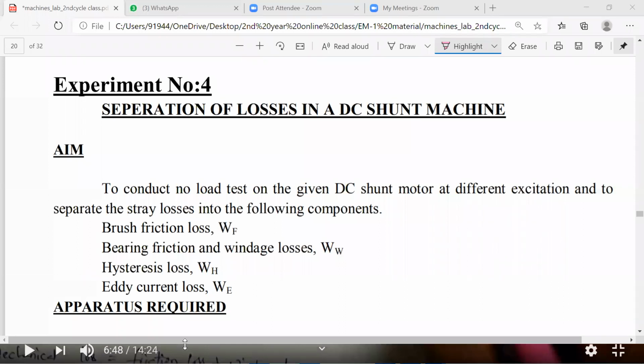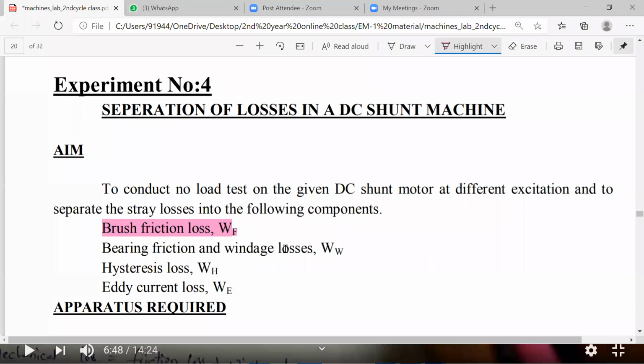This is the fourth experiment, the fourth test on DC shunt machines. In this test, we separate the constant losses. Constant losses means stray losses. The first is brush friction loss. These losses occur at the brushes. We generally have two brushes, and at those brushes we obtain the brush loss, represented by WF.